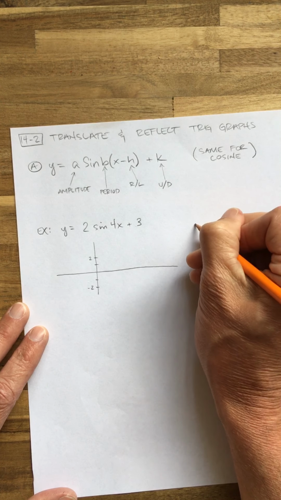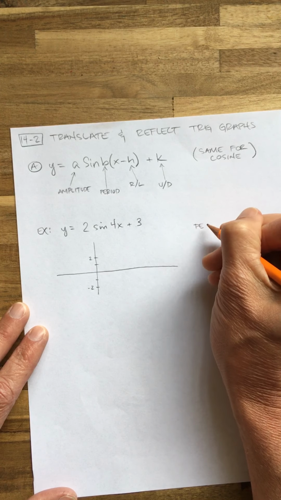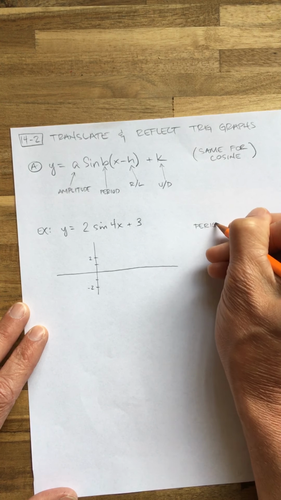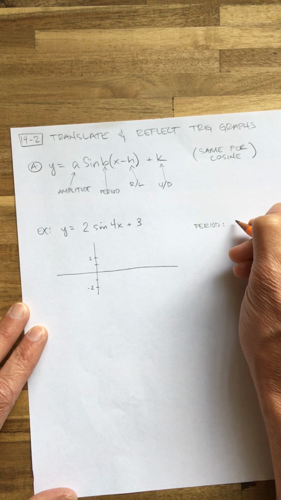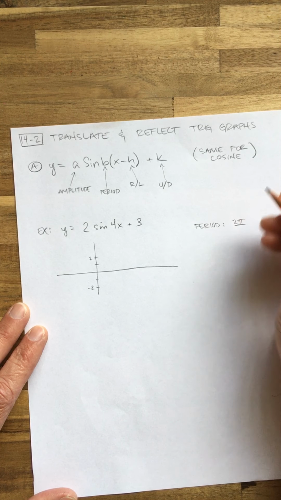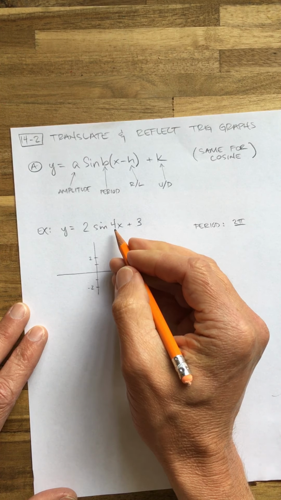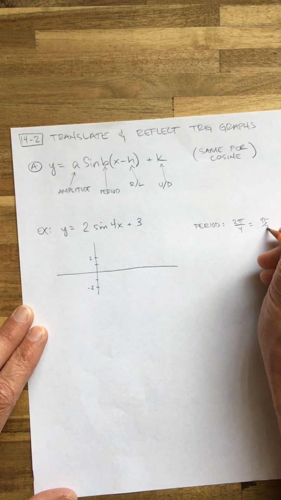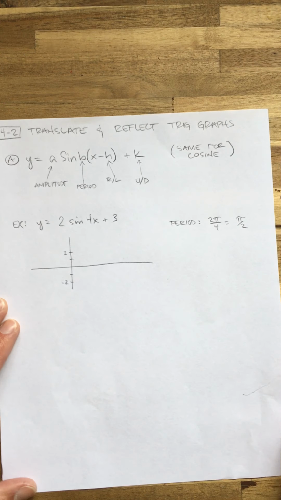So my B is still 4. What I'm going to do really quick is determine my period. The B doesn't really determine your period. It helps with the period. The period is 2 pi divided by the absolute value of B, so 2 pi divided by 4, which simplifies to pi over 2. So there's my period, pi over 2.